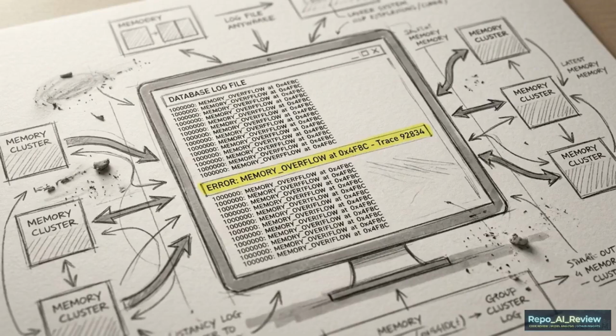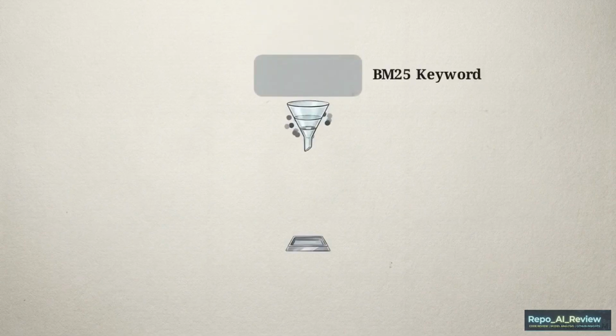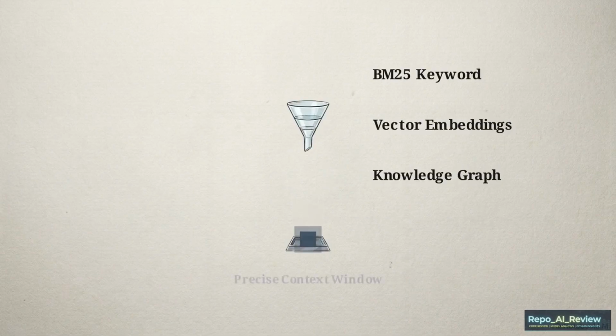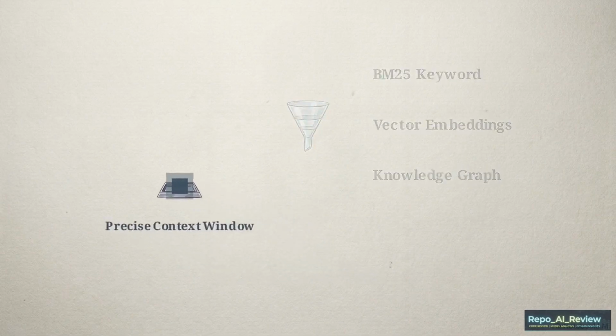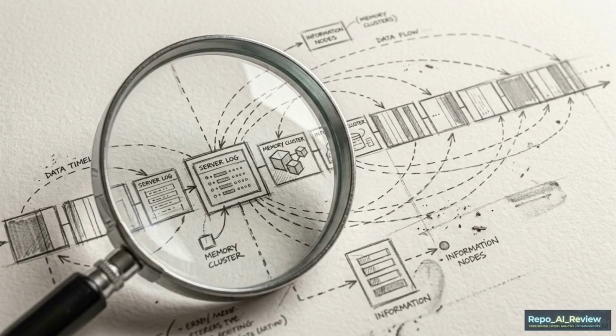On the retrieval side, the system must identify the exact piece of relevant context from your history without overwhelming the AI. This hybrid search mechanism filters data through 3 layers: BM25 keyword matching, vector embeddings, and knowledge graph traversal to find the most relevant history. By injecting only this specific data, the engine keeps token usage low, operating cost-effectively compared to loading a giant static file. This search logic isolates a precise context window from a massive log of past sessions.